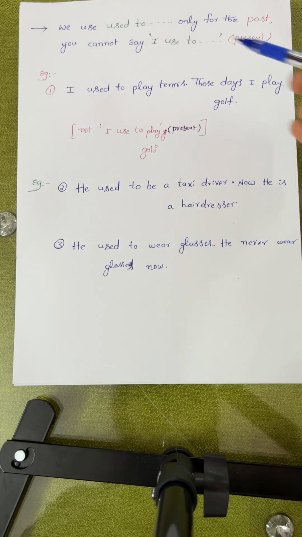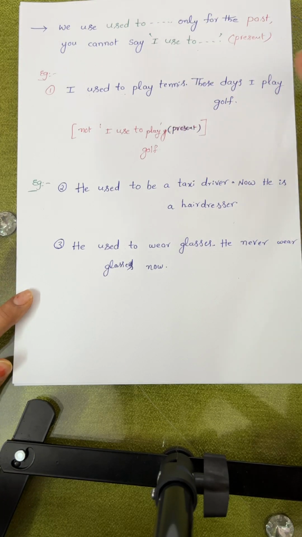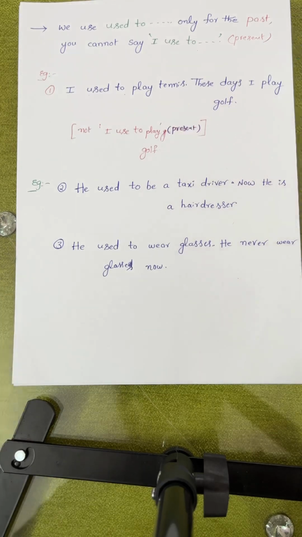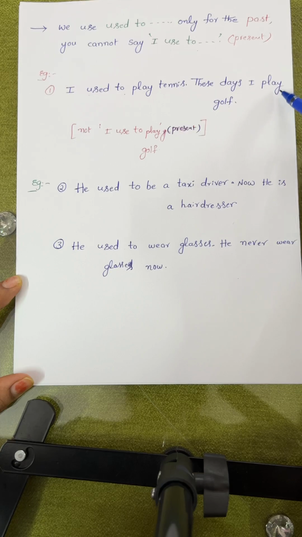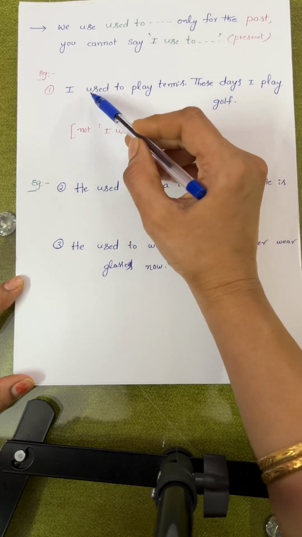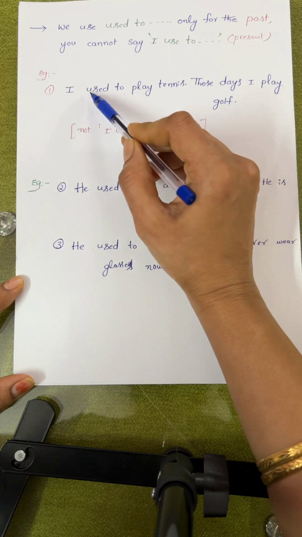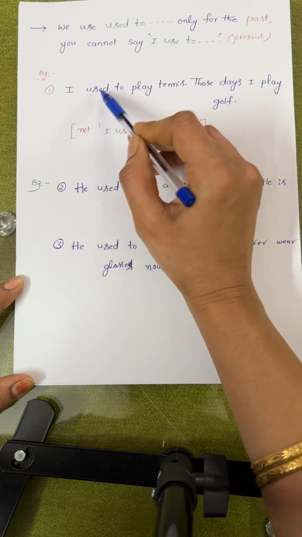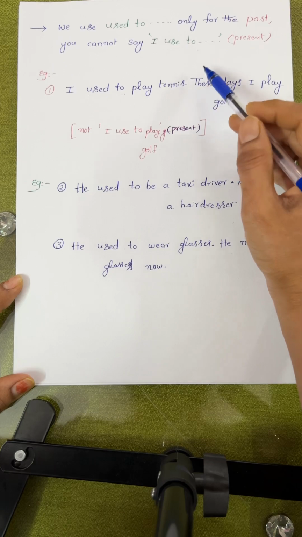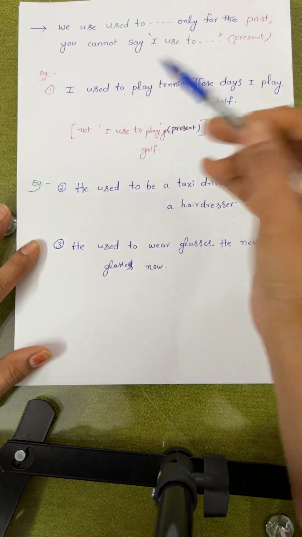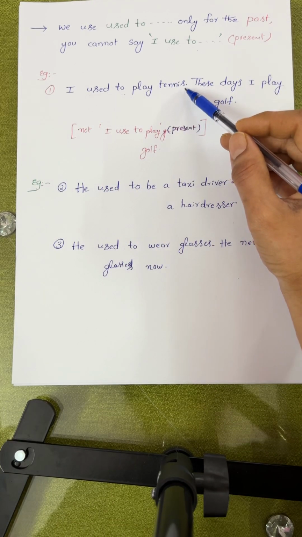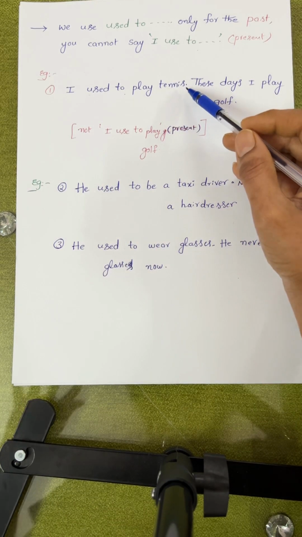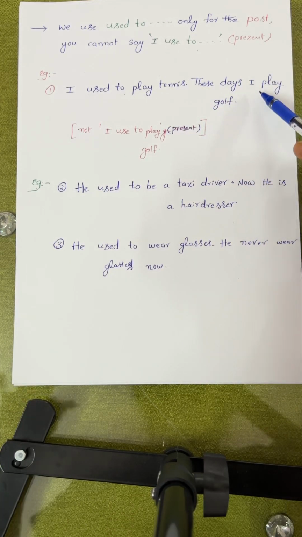Next, we use "used to" only for the past. For example, I used to play tennis, these days I play golf. Generally here most people say "I use to play tennis." If you say it like this, it is wrong. You should say "I used to play tennis." It means a few years ago you were playing tennis. At present you are not playing tennis, you are playing golf.